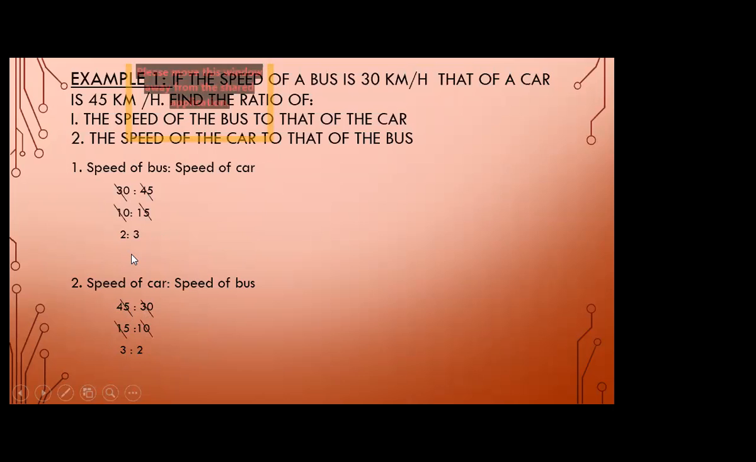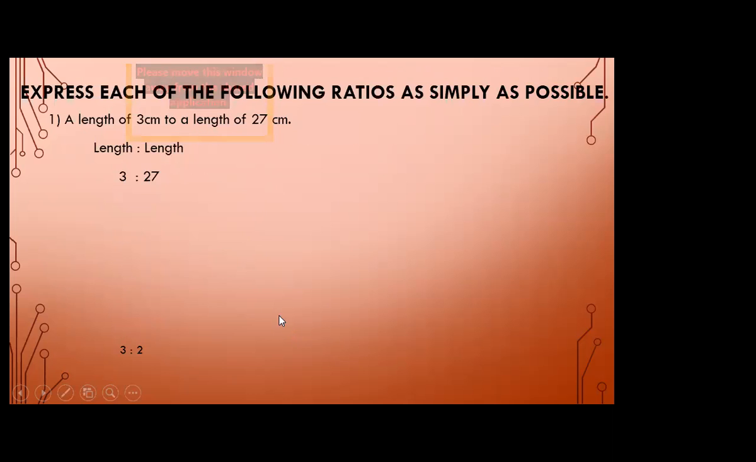In part 1 we get the ratio 2 ratio 3 and in the second part we get 3 ratio 2. Keep in mind that when the bus is written first in the question, we have to write the speed of the bus first. If you write the speed of the car first, your answer will be wrong. You will get the wrong ratio.